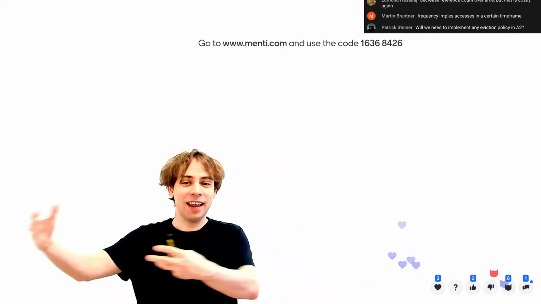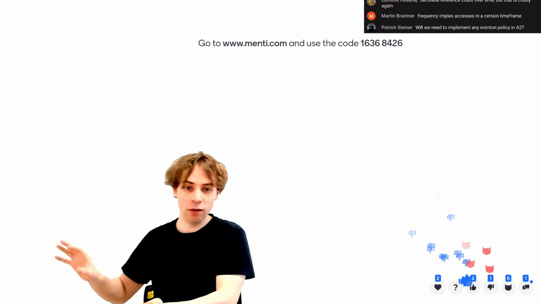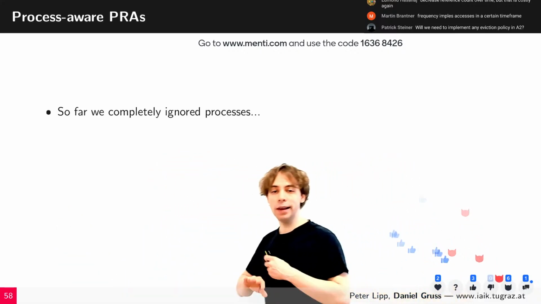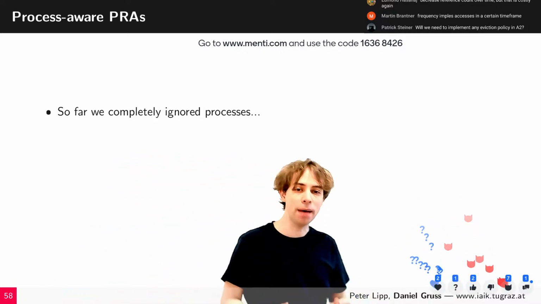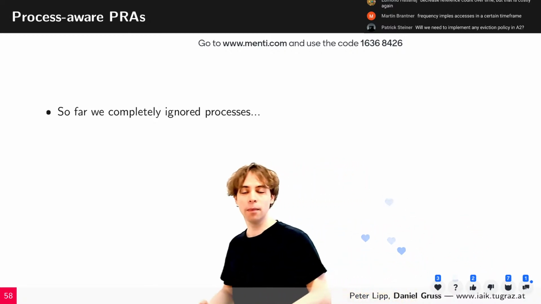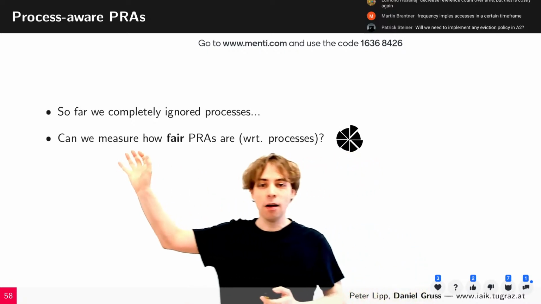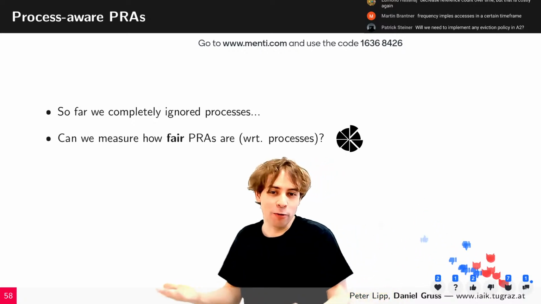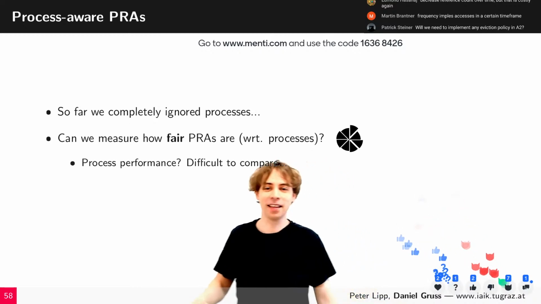So we don't take this other part of locality into account, where it's about my resources, your resources, and also about fairness. So far, we completely ignored processes, and we could use this information to get even better at swapping pages. Process-aware page replacement algorithms. Can we make PRAs more fair? The question is, how do we make them fair, right? What does fair even mean in this context?